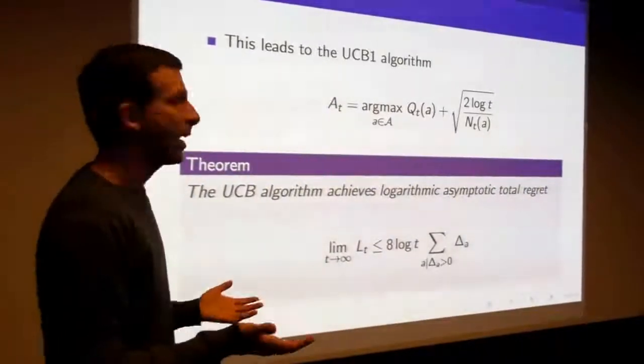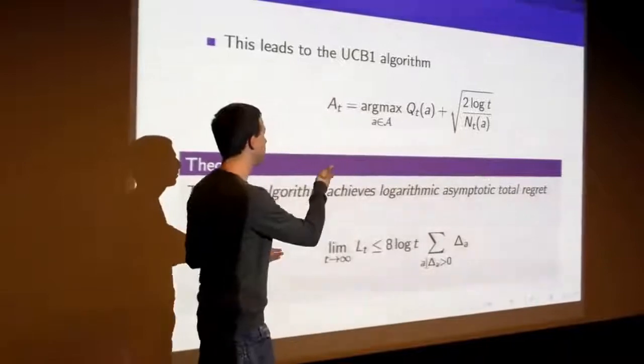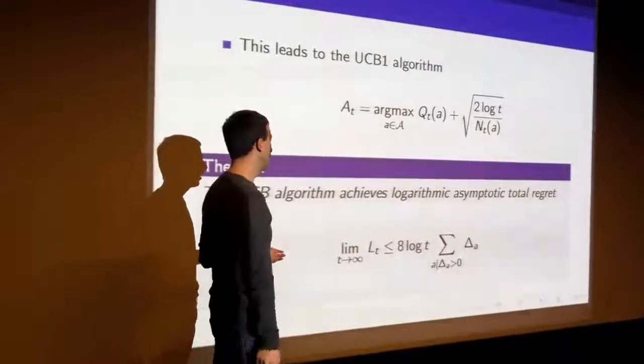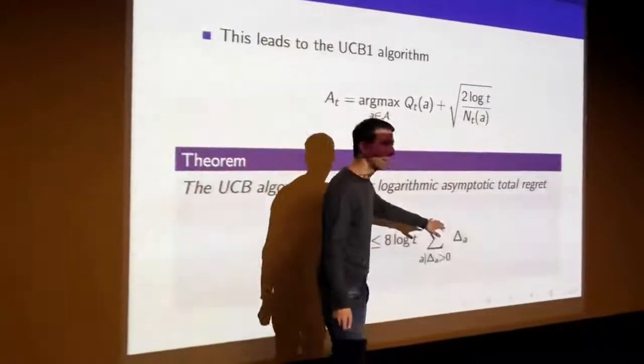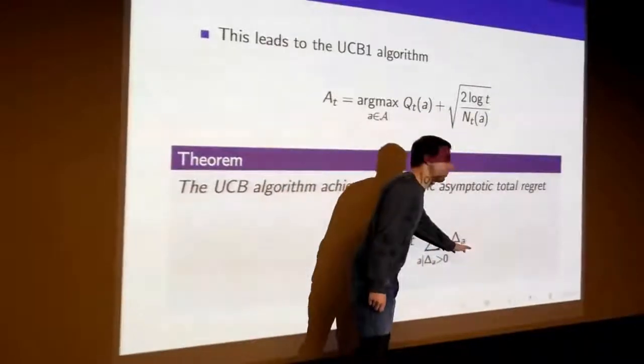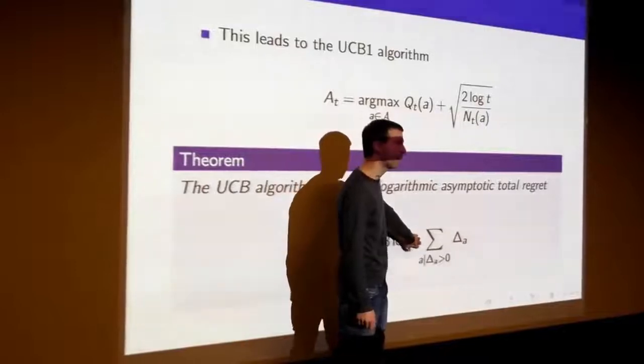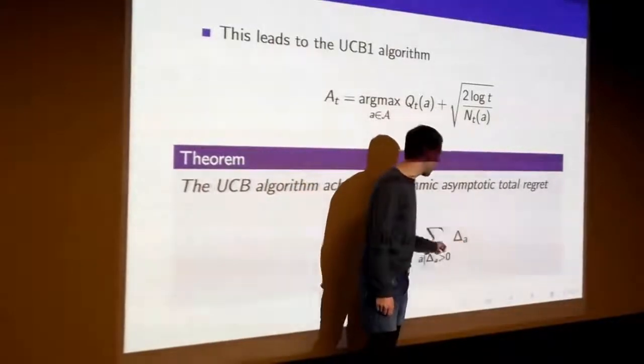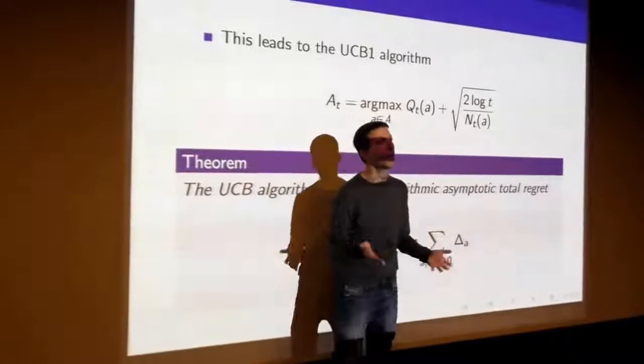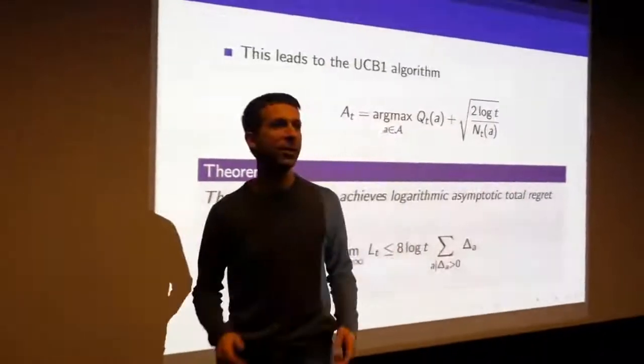This then achieves logarithmic asymptotic total regret. It looks a lot like the lower bound, except we've lost one of the two terms. We don't have the KL term in there. But we do have the logarithm, in terms of the number of steps. It takes account of the action gap, but it doesn't know about the distribution, so it doesn't have this KL term in there.